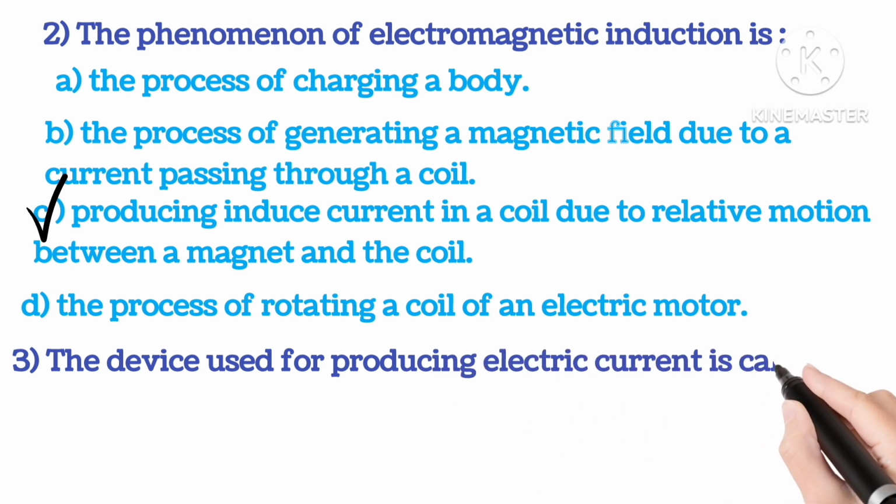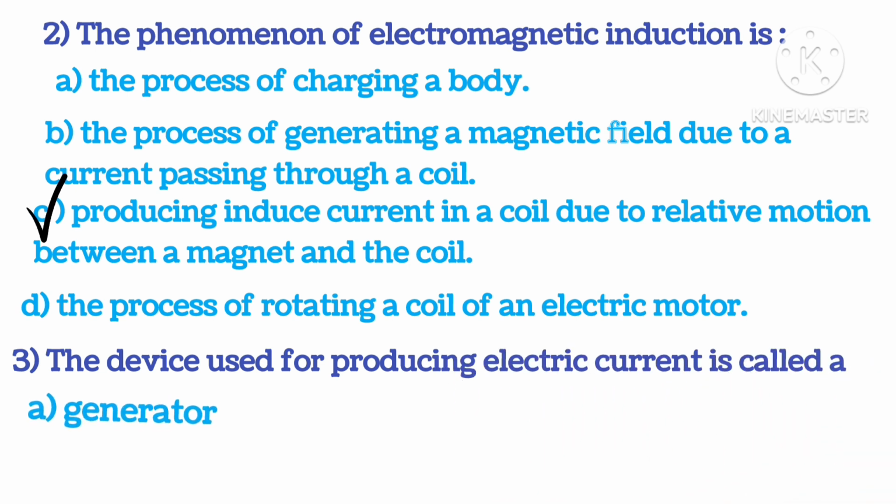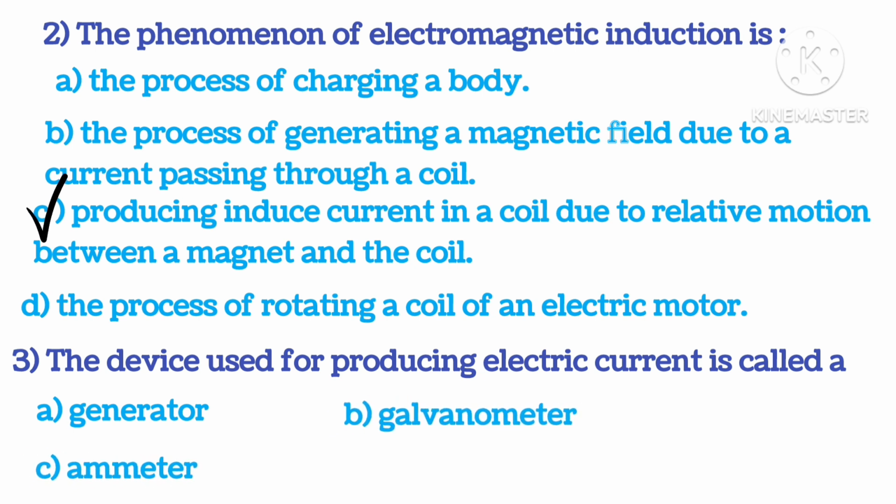Third, the device used for producing electric current is called a generator, B. galvanometer, C. ammeter, or D. motor. Correct answer is A. generator.